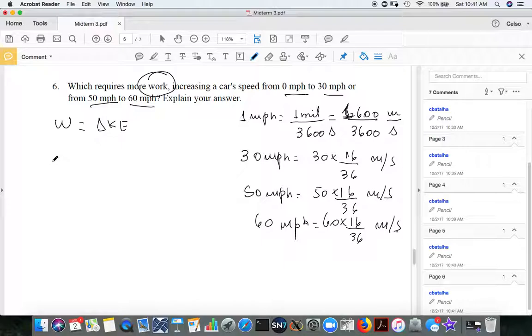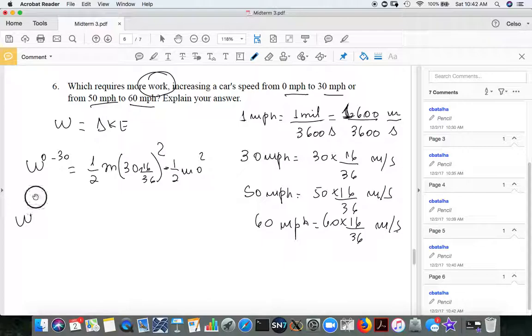So if work is equal to the change in kinetic energy, the work from 0 to 30 shall be half the mass of the car, which I know was not given, times this 30 times the conversion factor, squared, minus half m v0 squared. So you have a number that depends on the mass. When you do the same calculation for when the car goes from 50 to 60, the work is equal to the change in kinetic energy, which is mass times final velocity squared. So it's this times this divided by this, but look here.